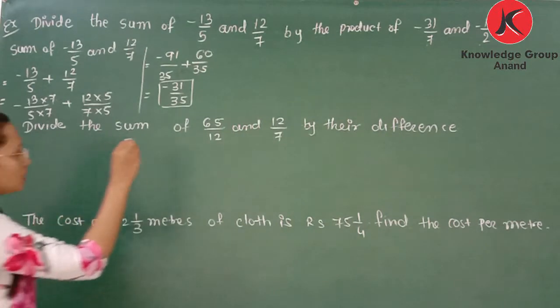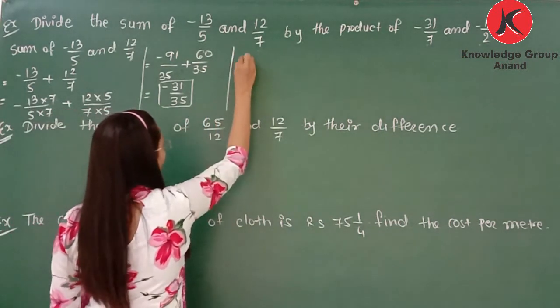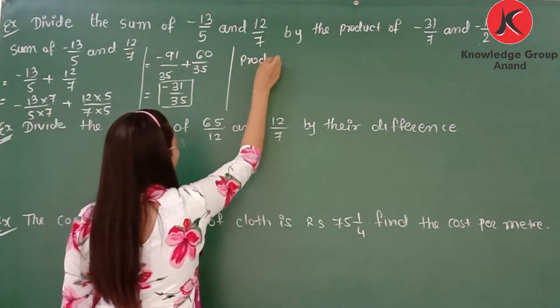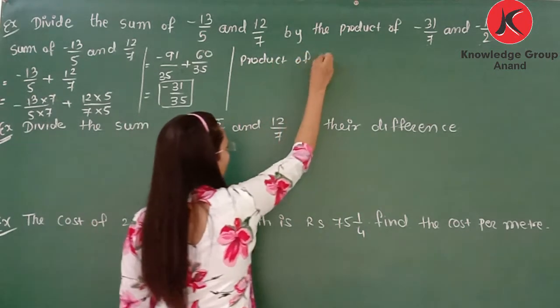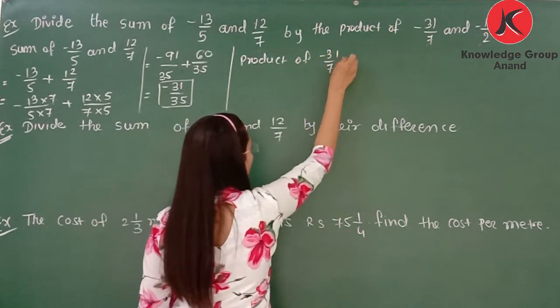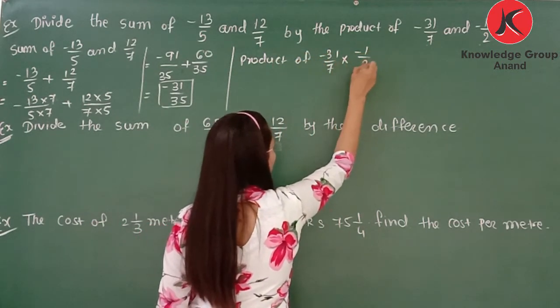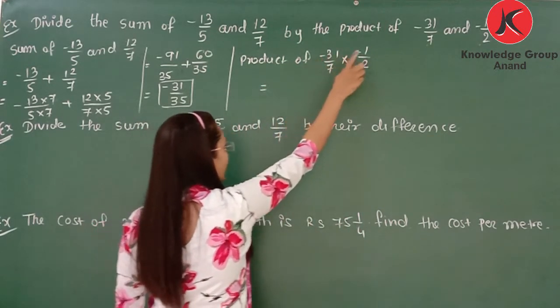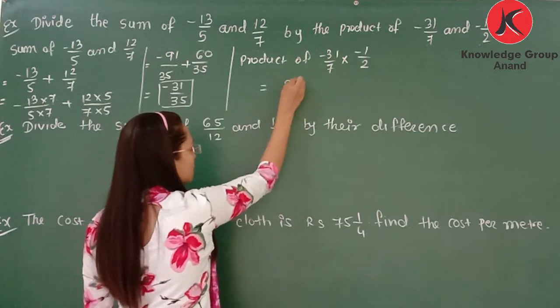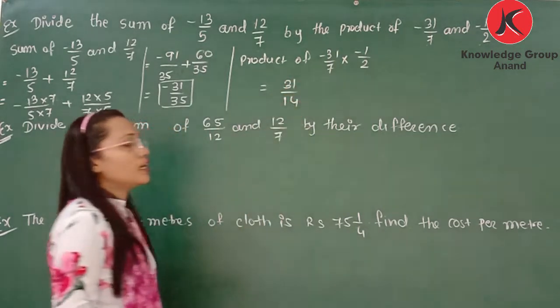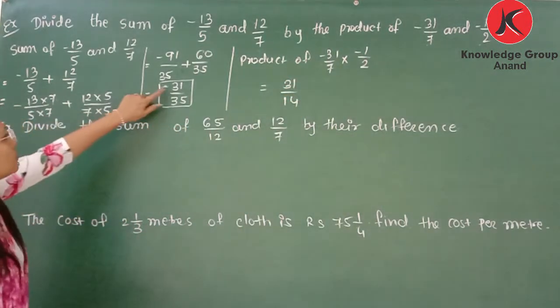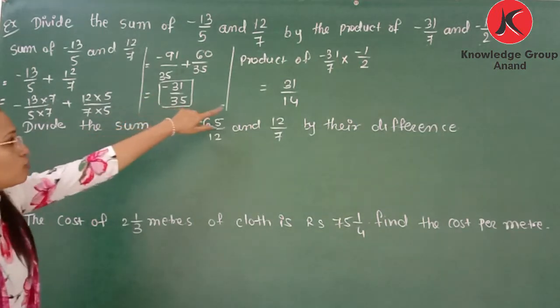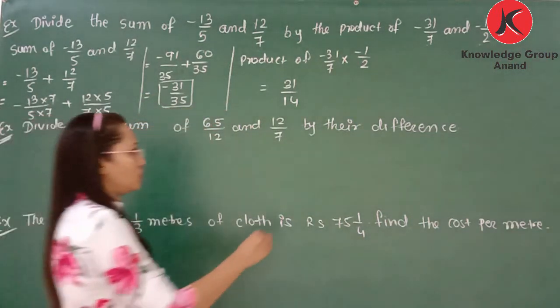Now find the product. So here we have the product of minus 31 by 7 and minus 1 by 2. If we multiply this, we will get minus 31 ones are 31, 7 twos are 14. Now divide minus 31 by 35 by 31 by 40.